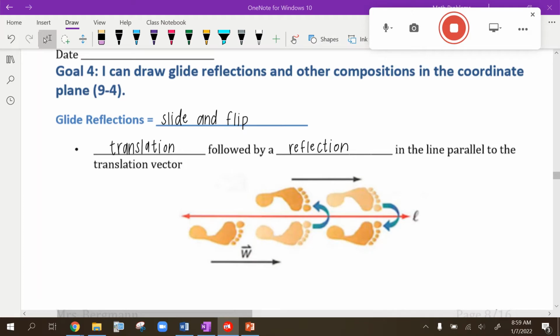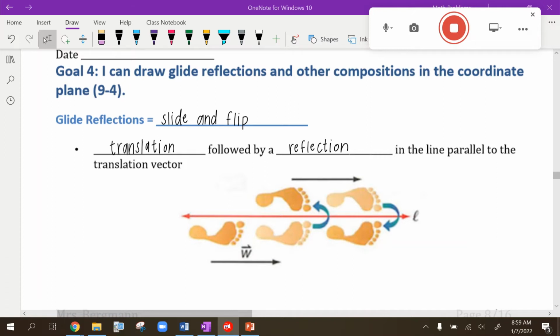So far in this chapter, all about transformations and symmetry, we have already learned about translations, reflections, and rotations, 3 different types of congruence transformations. Today we are going to learn how to draw glide reflections and other compositions in the coordinate plane. Now compositions basically just means putting different transformations together.